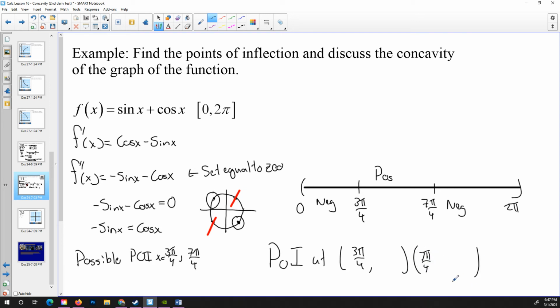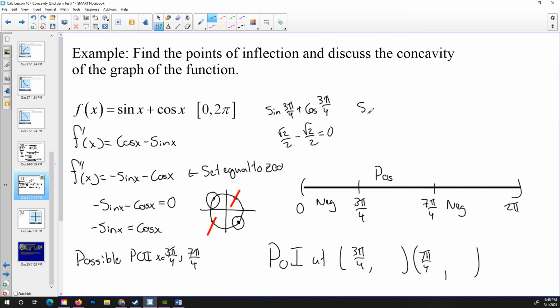Got to find the y values yet, but you do that at the original function. So the sine of 3 pi over 4 plus the cosine of 3 pi over 4. I'll have the sine is going to be square root of 2 over 2, and the cosine will be negative square root of 2 over 2. So I'm going to get 0 there. And I have a feeling it's going to be the same when I do this other one.